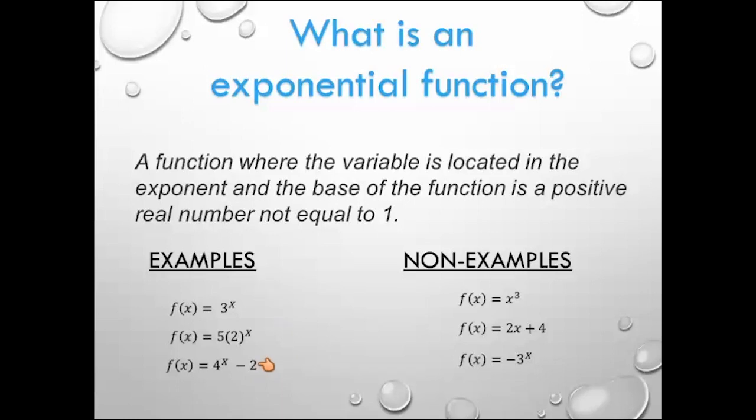Now look over here at some non-examples. Notice this one is f of x equals x to the third power. We have a number in our exponent. Therefore, this is not considered an exponential function. Here we're just multiplying. And this one can be confusing sometimes, but notice this is a negative 3. In order for it to be an exponential function, it has to be a positive real number, not equal to 1. So since this is a negative 3, this will not be considered an exponential function.